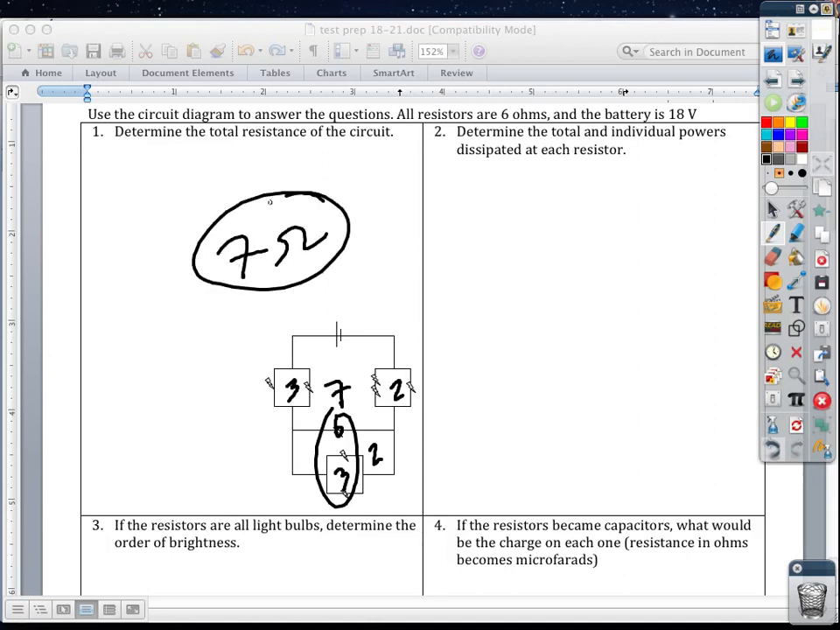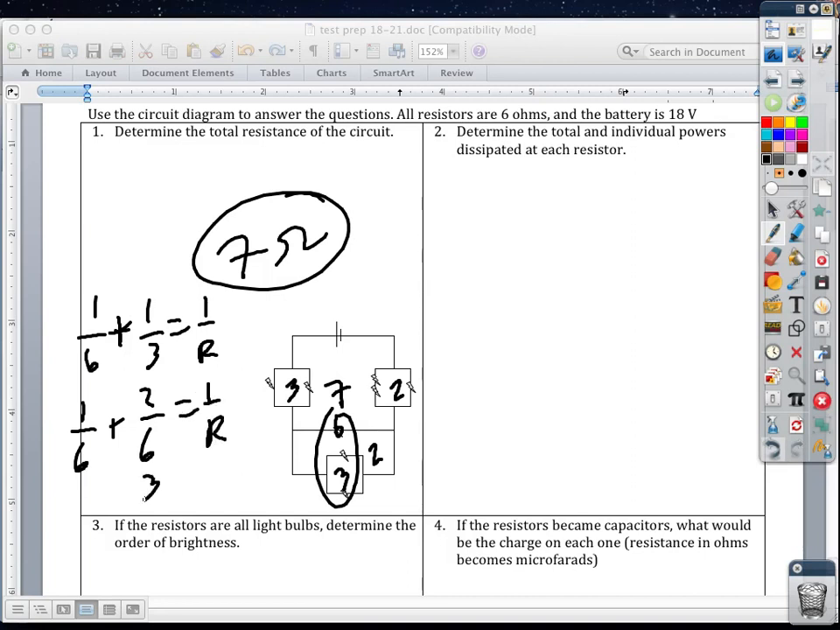Wait, how's it 2? How's it like 6 and 3? Because it's 1 over 6 plus 1 over 3 equals 1 over r. So this is 1 over 6 plus 2 over 6 equals 1 over r. That's 3 over 6 equals 1 over r. R is 2. Wait, then why did that one? Wait, because that has 2, and if each resistor is 6, then wouldn't that be 12?